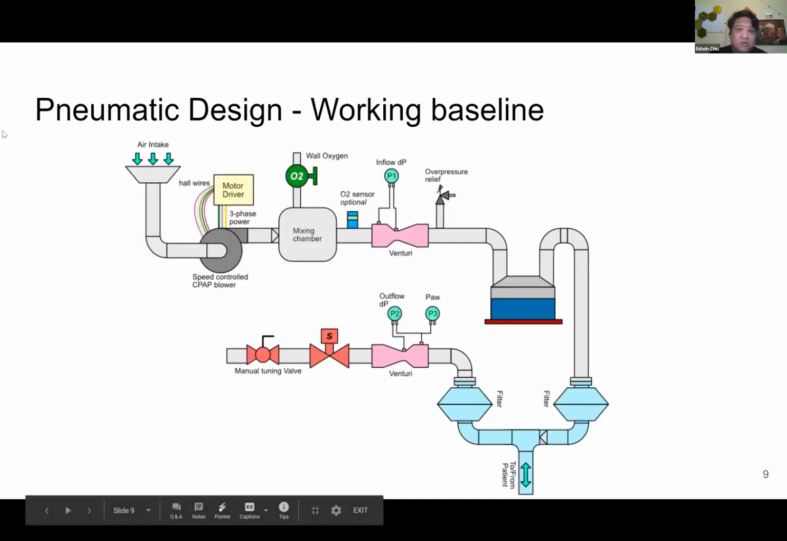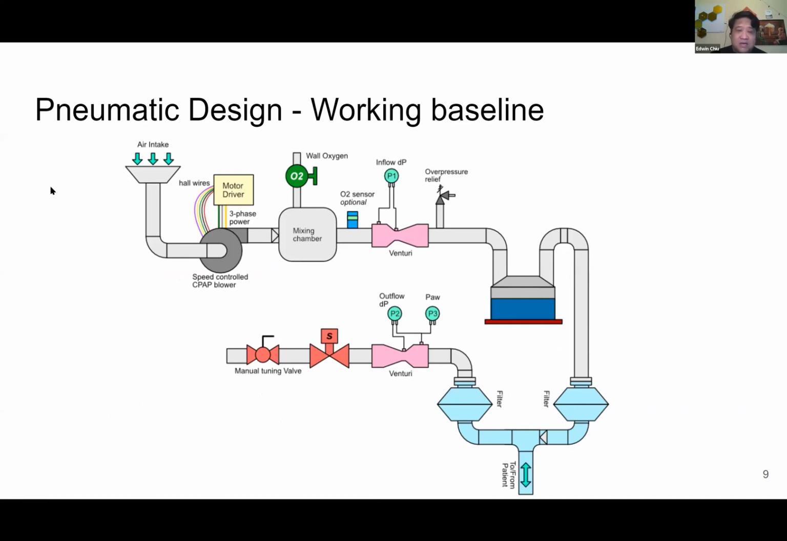All right, next slide here we have is our working baseline of the pneumatic design of the ventilator. We have an air intake coming in here, which is pressurized by our CPAP blower, which is our pressure source. It goes through a mixing chamber where additional oxygen can be added as well. There's an optional O2 sensor, and we're not sure if we're going to provide that yet. The O2 sensor costs about 1/5 of the entire ventilator parts cost. So that's something that's still being considered.